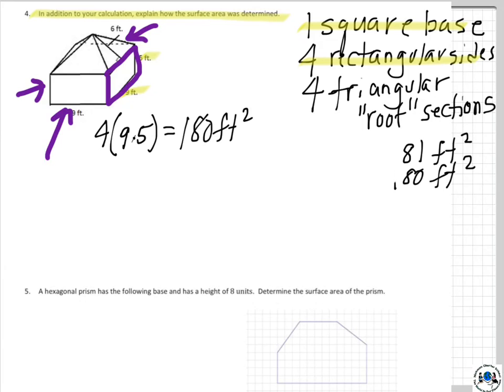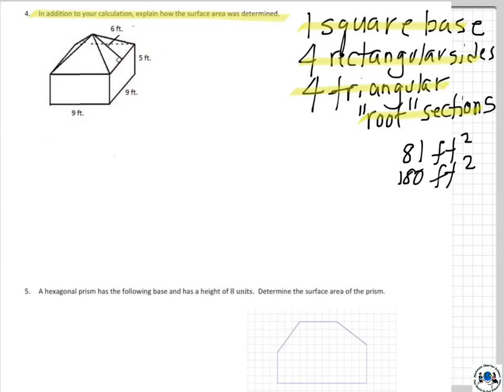Oh my gosh, hold on. 180 square feet. Okay. And then let's deal with those 4 triangular roof sections, which again are all the same.